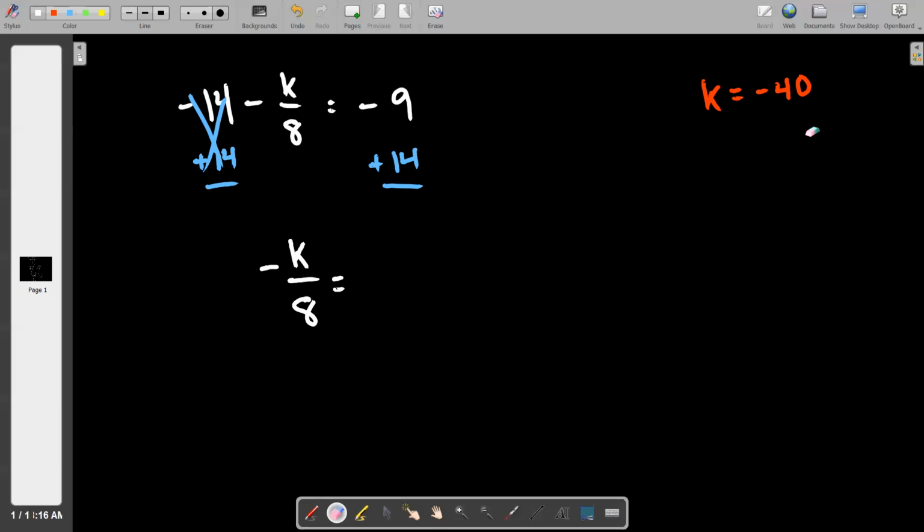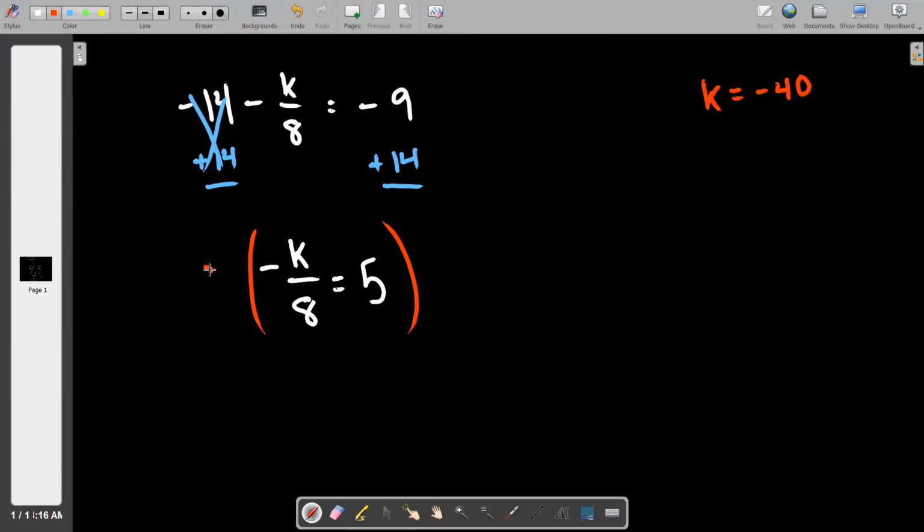So with negative 14 out of the way, we now have a new equation that says negative k over 8 equals the answer to this basic math problem, which is 5. This was the step I was curious about. What do we have to do now to get k by himself? Good. And we don't want to multiply by 8. Why? You don't want to multiply by 8 because you can, but it's going to mean you have one more step to do after this. What could we do right now in one fell swoop just to say I'm done?